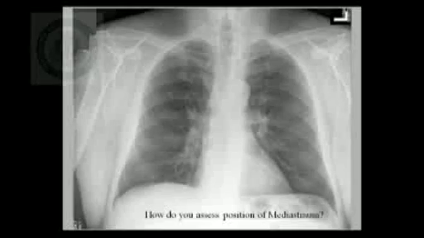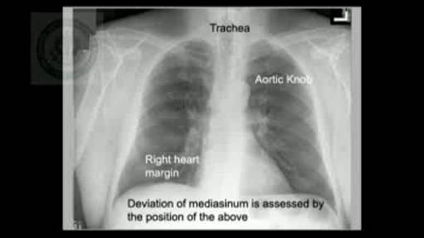Now, basically, how do you assess the position of the mediastinum? That is another question which commonly comes up in the minds of the general practitioner. If you look at two structures, one is the trachea for the superior mediastinum, and the other one is the inferior mediastinum, that is the heart. Now, the right heart margin and the aortic knuckle are carefully visualized to look at whether the mediastinum is shifted to the right or left.